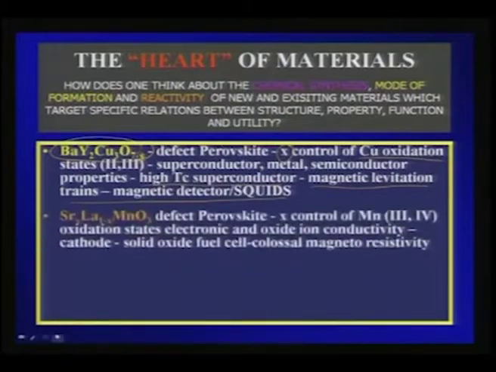And there is another group of compounds which is again a perovskite, and this is also a defect induced perovskite, and here again the X factor plays a very important role, and this X will control in this case not copper but manganese between 3 and 4 oxidation state, which actually determines the oxide ion conductivity for the solid oxide fuel cell or the colossal magnetoresistivity. This is another very interesting compound where the chemical synthesis has really been established to control different properties as far as the applications are concerned.